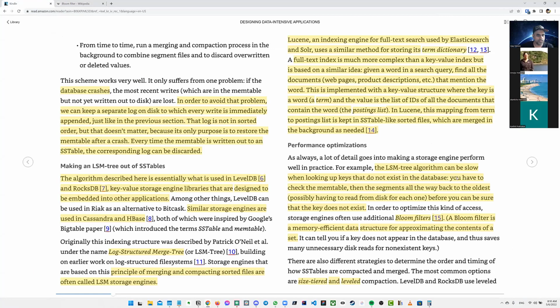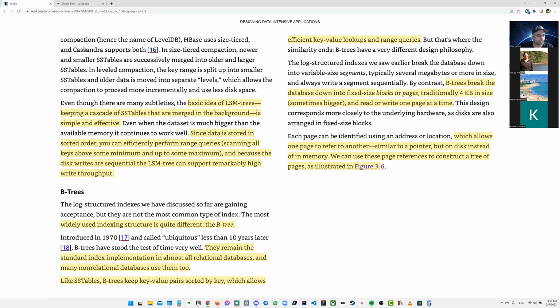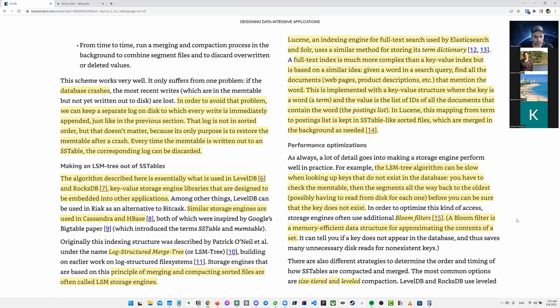Okay, we'll come back to it. It's not a big deal. For the most part, it's helpful for approximating the contents of the set. And there's other strategies as well. There's also size tiered and leveled compaction. Basically, if you use any of these databases like LevelDB, HBase, Cassandra, they're all using some version of this optimization for compaction.